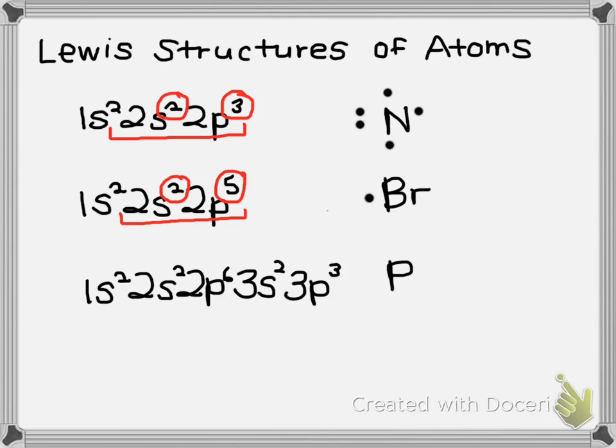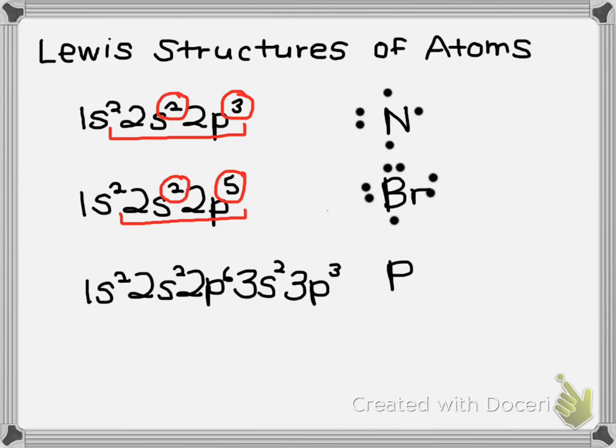So we draw 2 that are first paired. They're around, that's from the 2s2. Then we draw 1, 2, 3, 4, 5, 6, 7. So bromine has 3 paired electrons and 1 unpaired electron.